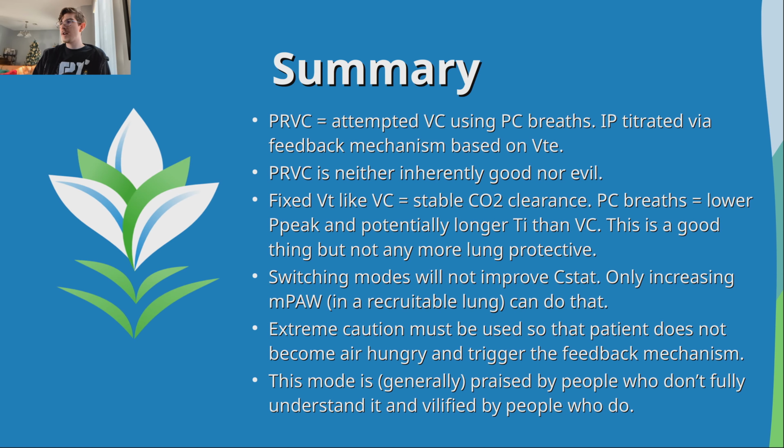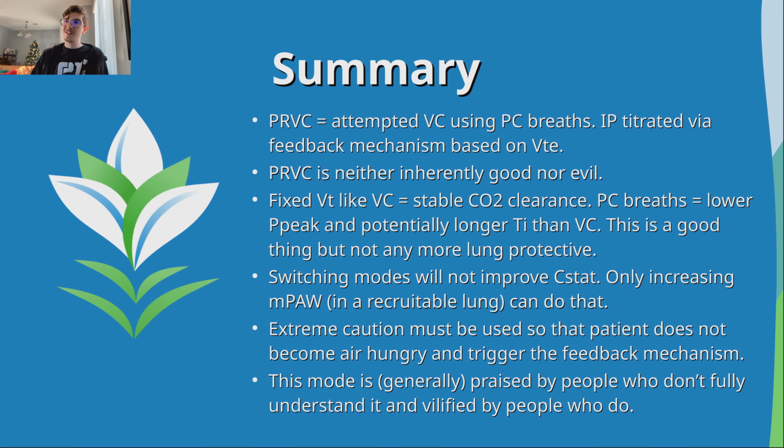The inspiratory pressure is titrated via a feedback mechanism based on the exhaled tidal volume. So PRVC is kind of like a less accurate volume control because the vent will give the inspiratory pressure and it might overshoot by a little bit, right? With volume control, you are going to get pretty much exactly the tidal volume you set. There might be some variance due to compliance of the circuit or leaks or whatever, but you're basically going to get that 500 that you set.